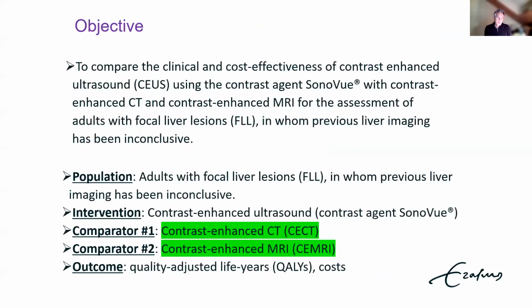So to put it into context here, the specific objective that we had was to compare the clinical and cost effectiveness of contrast-enhanced ultrasound using SonarView with contrast-enhanced CT and MRI for the assessment of adults with focal liver lesions in whom previous liver imaging had been inconclusive. And I don't know if you're familiar with the general principles of the PICO.